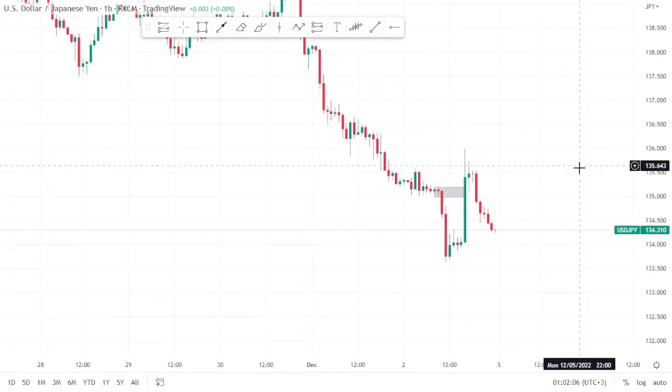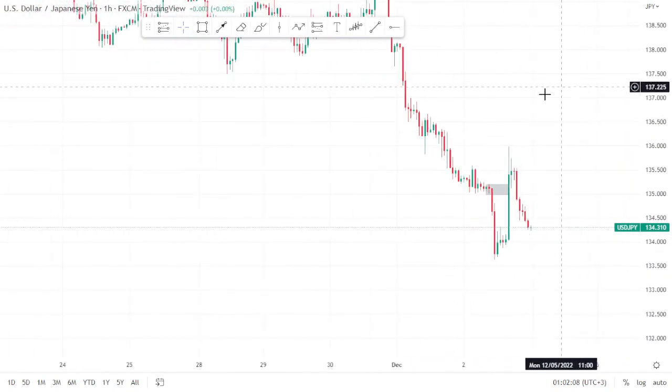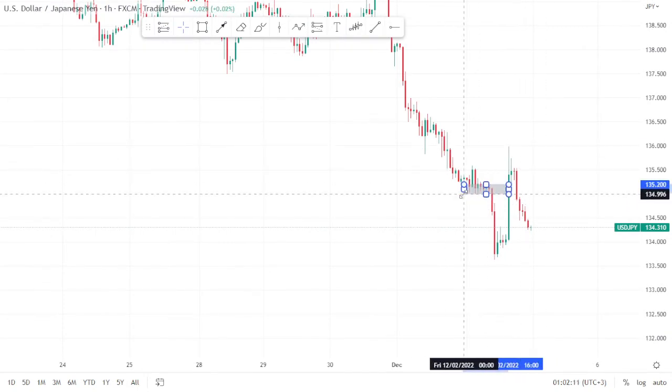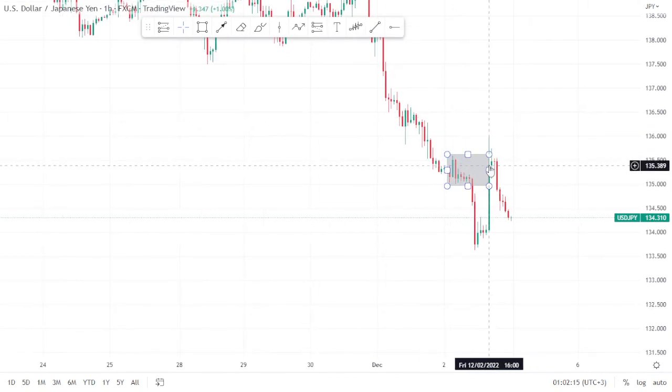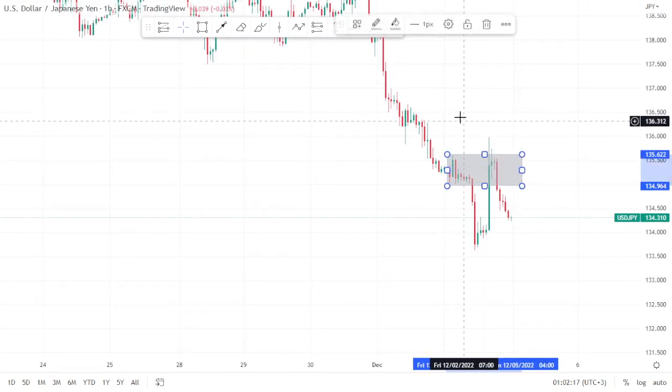With a bearish bias, what can we do to get ourselves involved? You can even use this larger supply zone in such a way that you see this point.